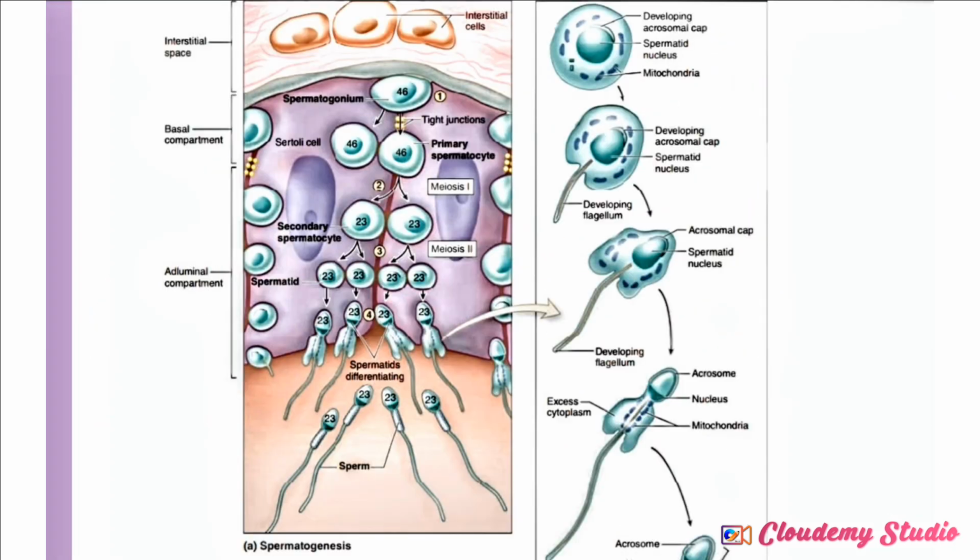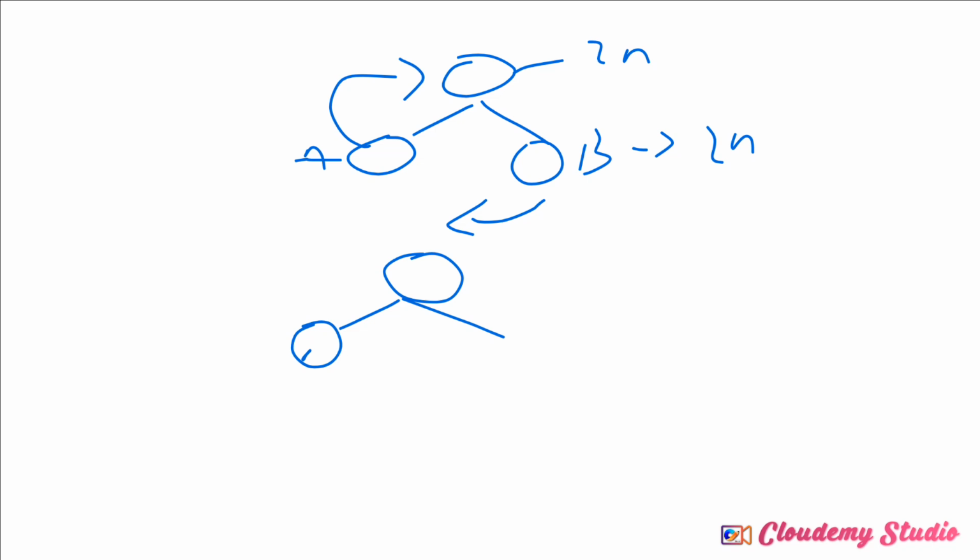So I said you're having something like this. Inside the abdominal compartment, we have the spermatogonium, which is 2N, right? It divides into type A and type B. This is type A, this is type A, and this is type B. You understand? Still 2N. So type A goes back to become another spermatogonium, but type B goes into the abdominal compartment. Then it divides into 2 haploid.